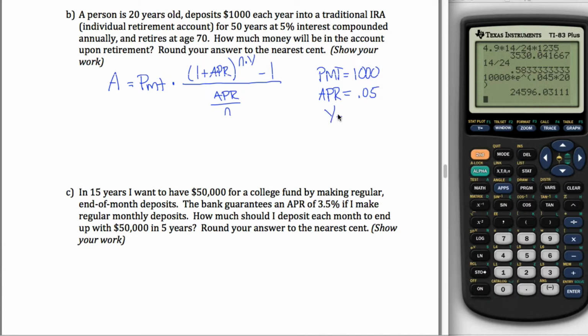Y is how many years? Let's see, a person's 20 years old, so 70 years old would be 50 years later. But it actually does that calculation for you. It tells you 50 years later. N's a little bit tricky.